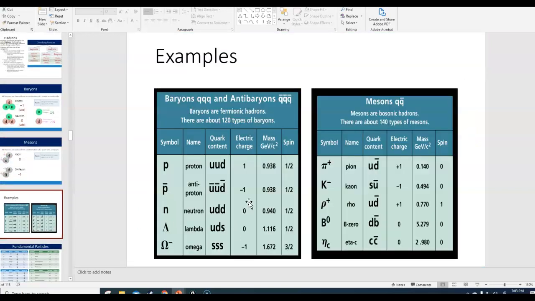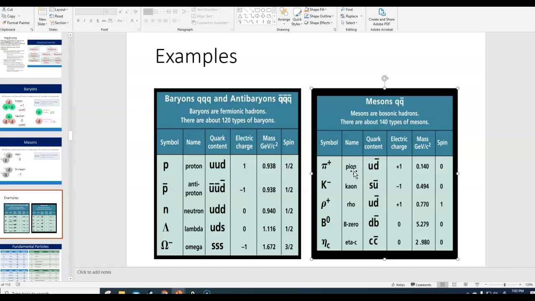You can see on this chart right here some other examples of baryons and mesons. The proton, the antiproton, the neutron, those are all baryons. Lambda, omega minus, those are other examples of baryons, and you can see their quark composition down here. And then over on this side, you can see some examples of mesons. Again, this is not every single baryon and meson in existence. You can see right here it says there's about 120 types of baryons, and about 140 types of mesons. So this is just to give you an idea of what different hadrons might look like.